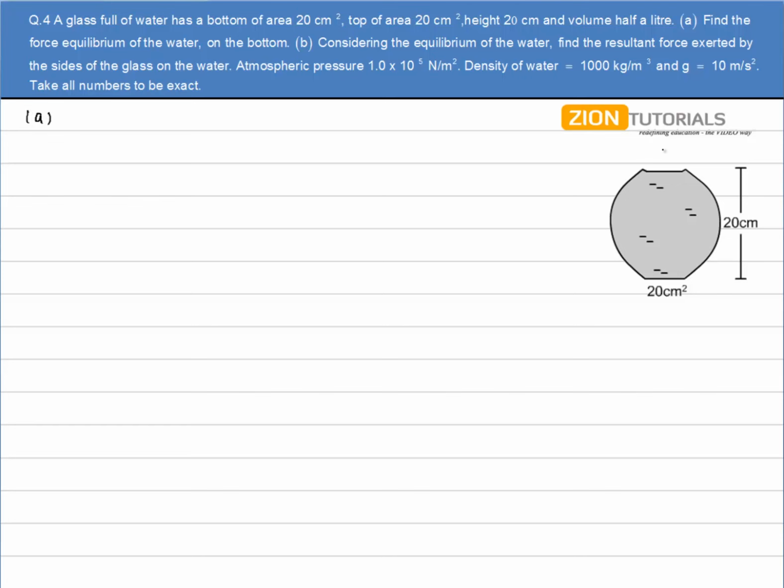So let's say there is a pressure P0, the atmospheric pressure. Fine, so I can calculate the pressure at the bottom. Pressure at the bottom can be written as P0 plus h rho g. And I have to calculate the force, so I'll multiply both sides by the area of cross section. So P0 plus h rho g into area of cross section will give me the force that is acting on the bottom. So substitute the value.